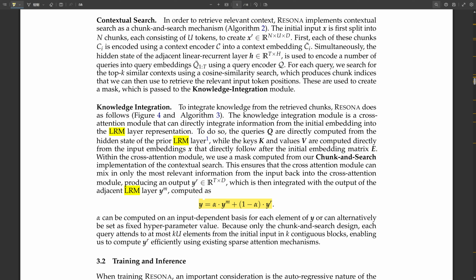Figure 5 of the paper shows that Resona augmented LRMs did amazing on this task. They got near perfect accuracy, even as the sequences got longer and longer. Well, the baseline LRMs just completely fell apart. Wow, so a pretty clear demonstration of Resona's effectiveness.